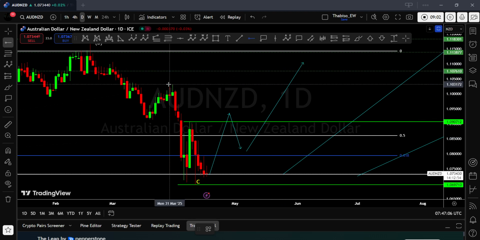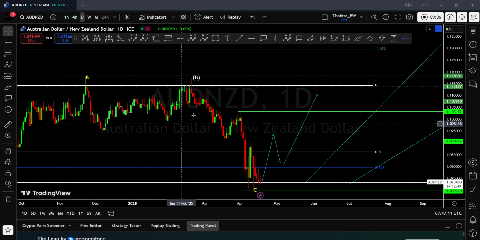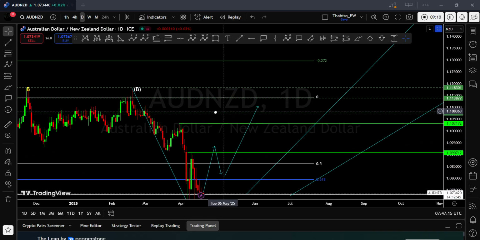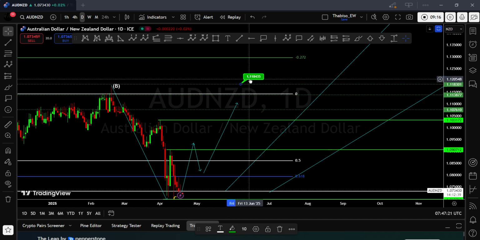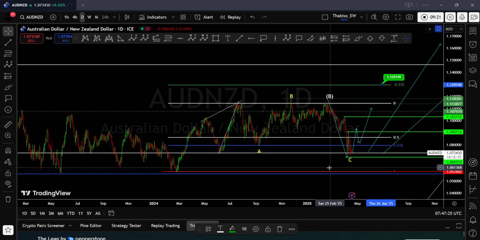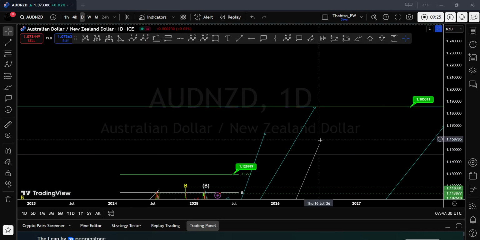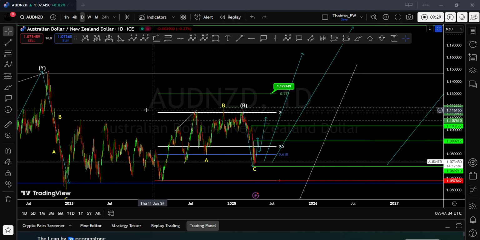And obviously, if it breaks this one, that's the second confirmation that this cycle is over, and we are going towards our 1.12 in the short term, and otherwise in the long term 1.18. Just the short 10-minute one.